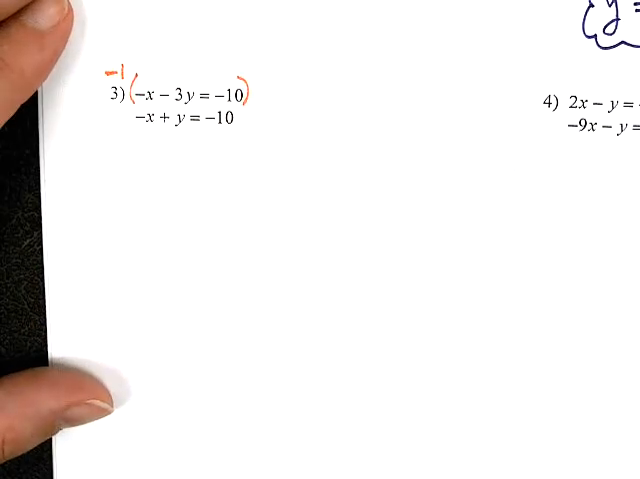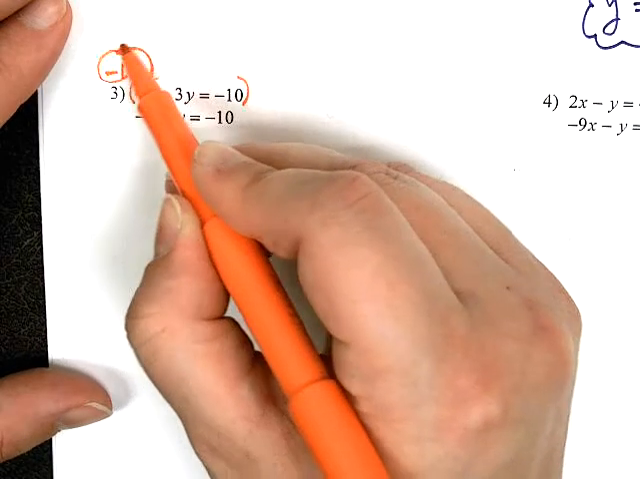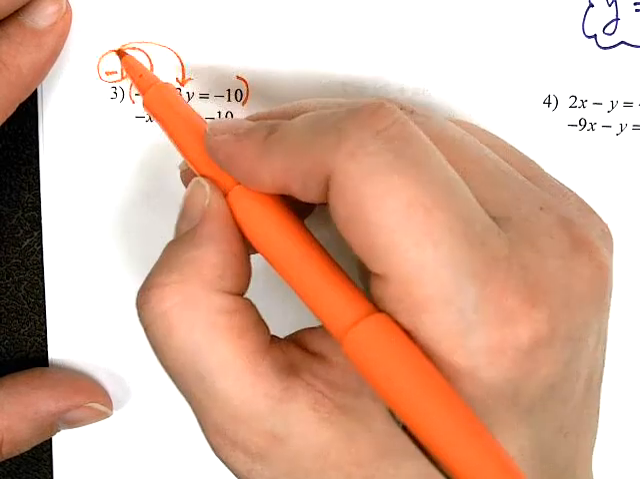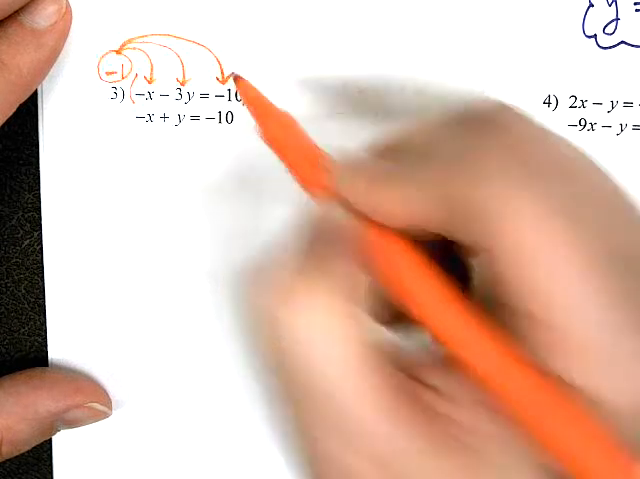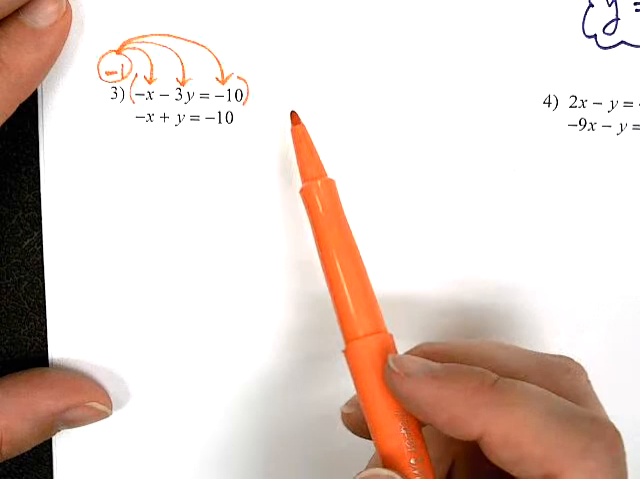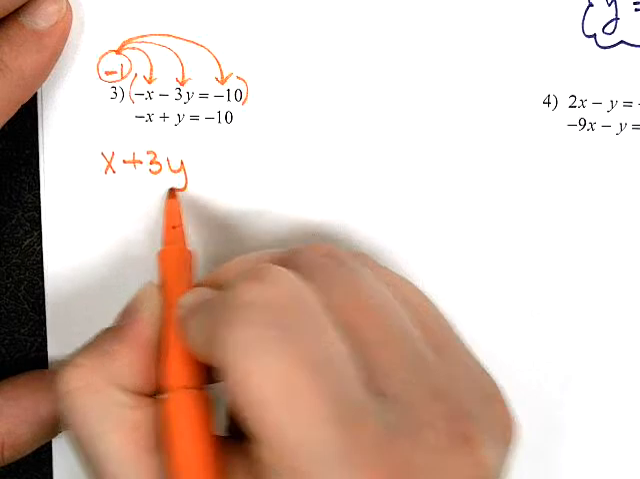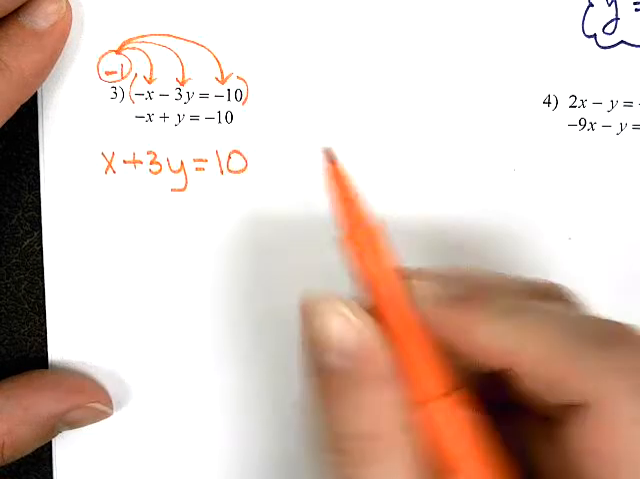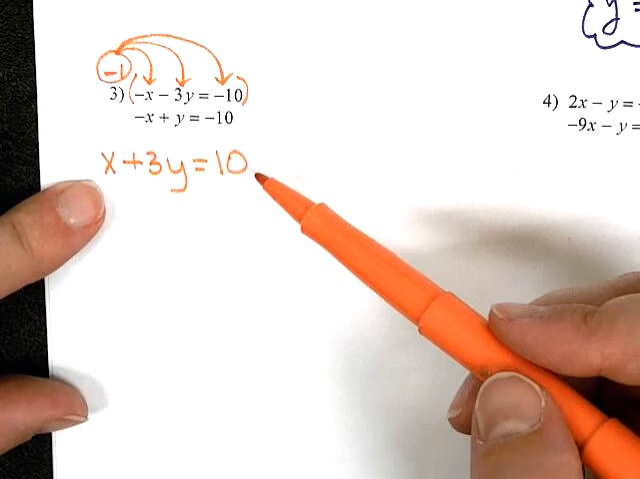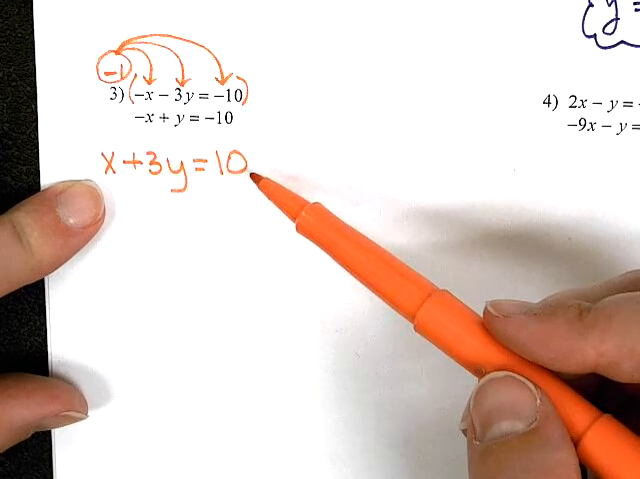Now here's the hard part. When I do this, I have to make sure that this negative 1 goes to every single piece of my equation. So I always put the whole equation in parentheses and I draw an arrow to all 3 pieces inside. Okay? Because remember, it has to happen everywhere. So now I become positive x plus 3y equals 10. All right, so take a look at that first equation and this one I just wrote. They are exactly the same other than the signs, right? These ones were all negative, now they're all positive. Other than that, it's exactly the same.